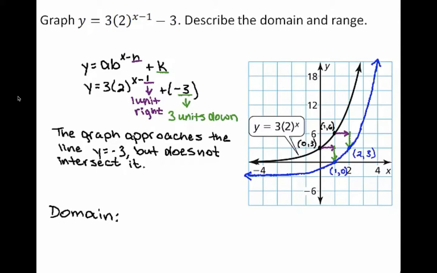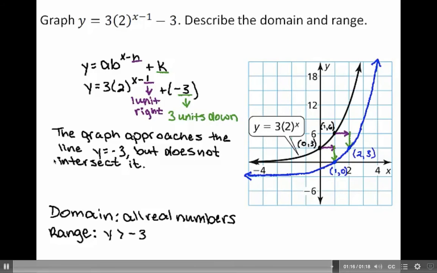Now you want to find the domain and range. The domain is the set of all possible x values. From the graph, you can see that the domain is the set of all real numbers. The range is the set of all possible y values. From the graph, you can see that the range is the set of all real numbers greater than negative 3, which can be represented by the inequality y is greater than negative 3.